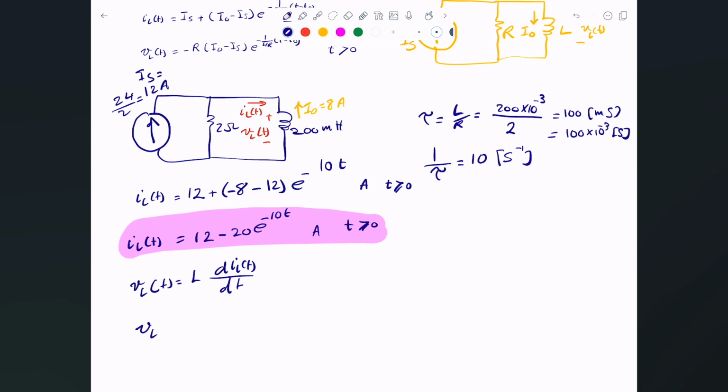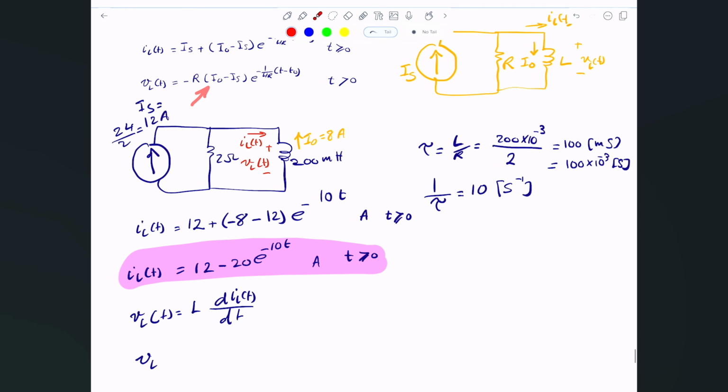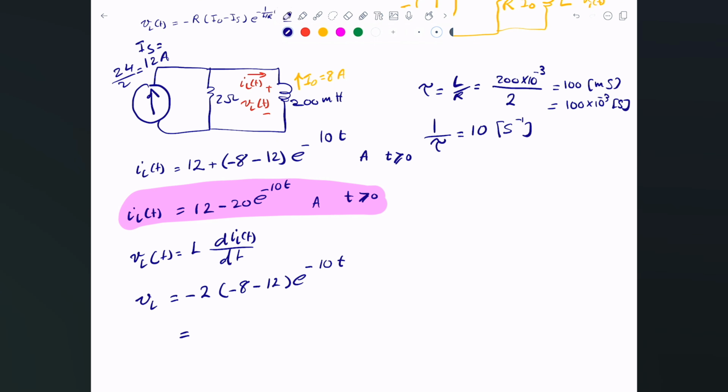So the equation tells me what we do is negative R, which is negative 2, times I0, which happened to be negative 8, minus I0. Why is it negative 8? Again, because I assumed that I0 is in the same direction as I of L in these equations, and I got it in the opposite direction. So I'll have to have negative 8, negative I of S, which is 12, e to the negative 10t. So we do the algebra in here. What we get is negative 20 times negative 2, which becomes 40 e to the negative 10t. That's V L of t, a function of t in volts, for t greater than 0, exactly greater than 0.